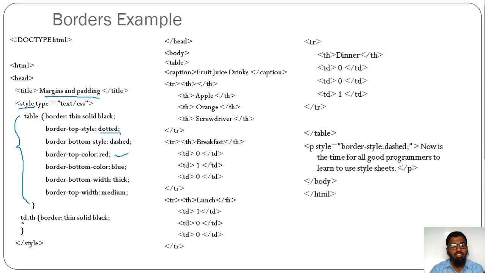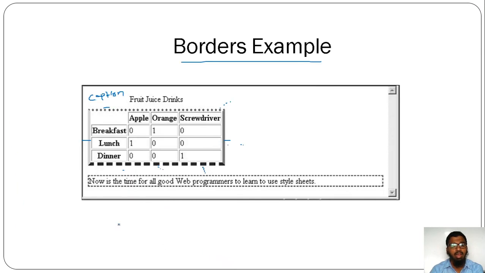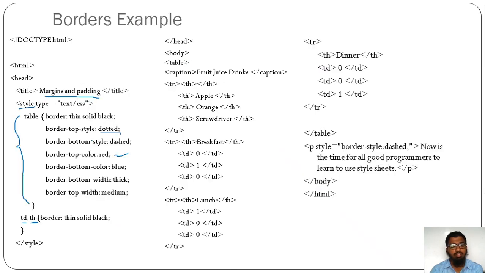And what is this, TD and TH? Border thin solid black. Can you see this? TH and TD, this is about the style in CSS. Now the head is closed, now open the body tag. We gave the styles in the style tag, and now we need to use this style in the HTML code.